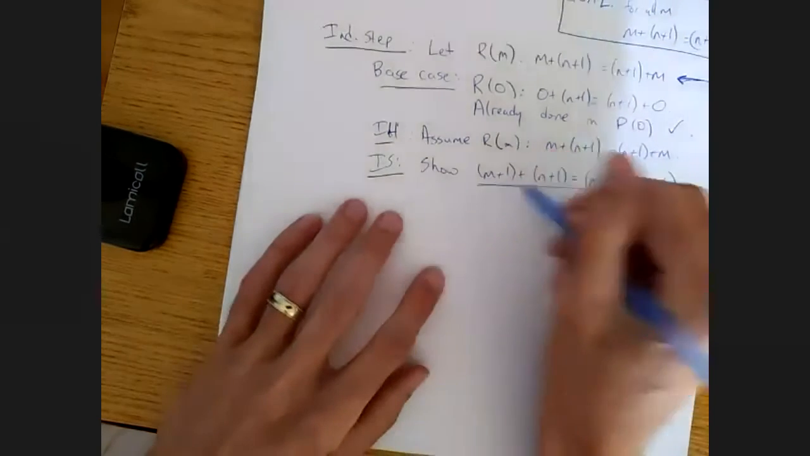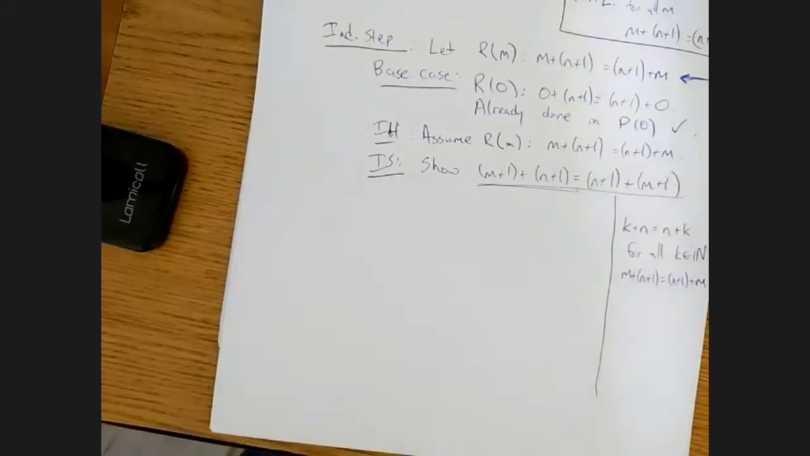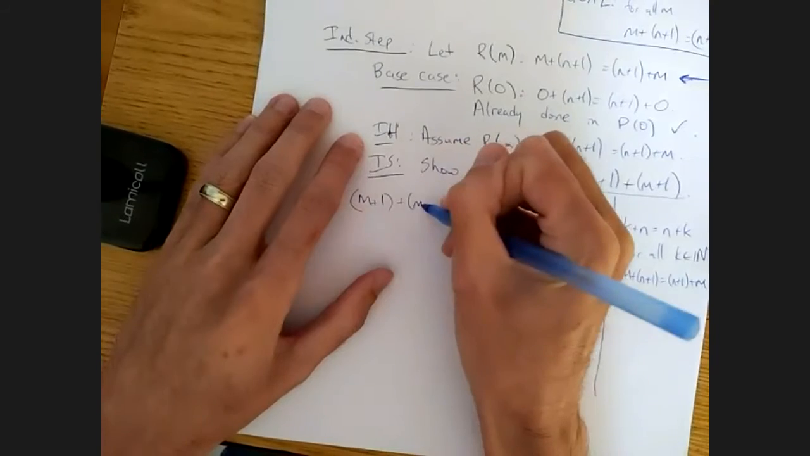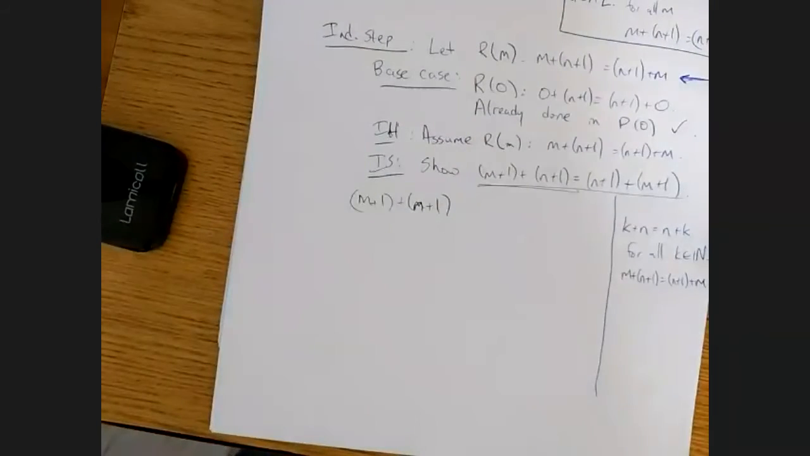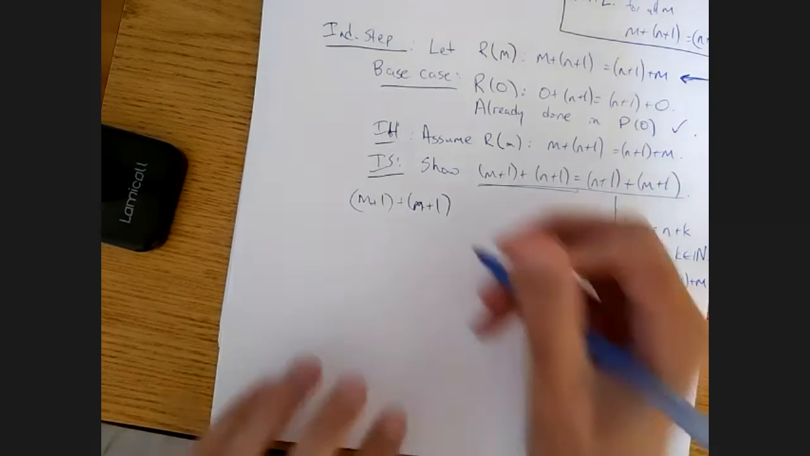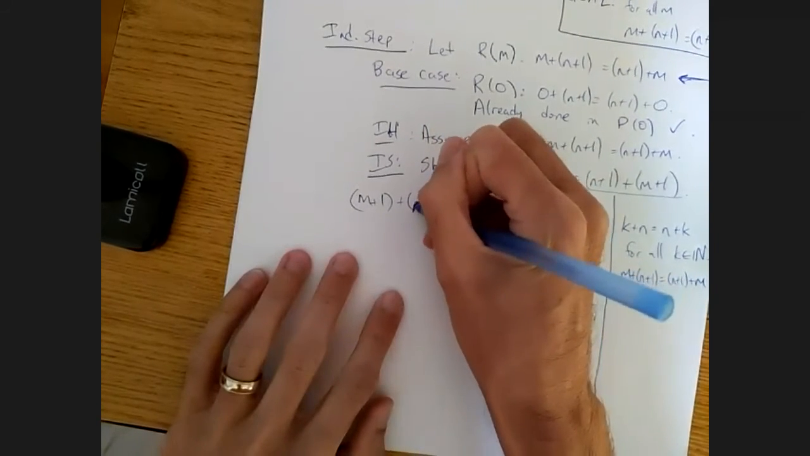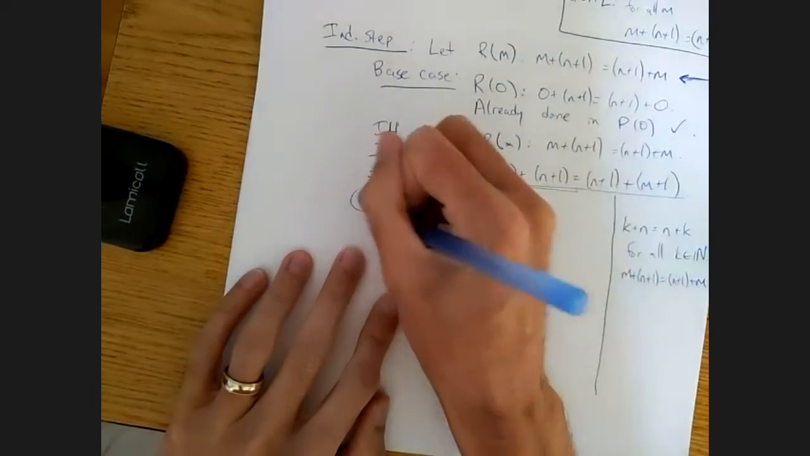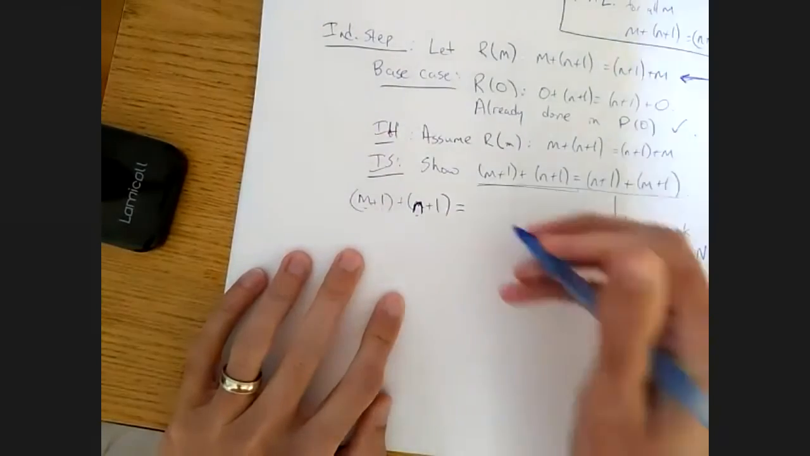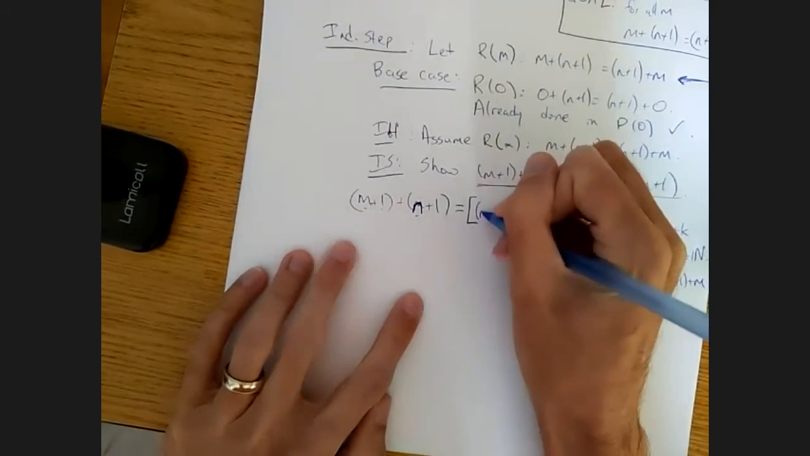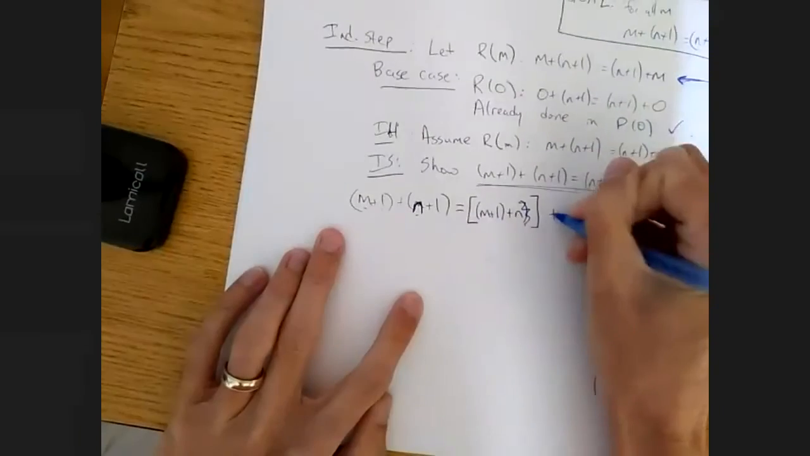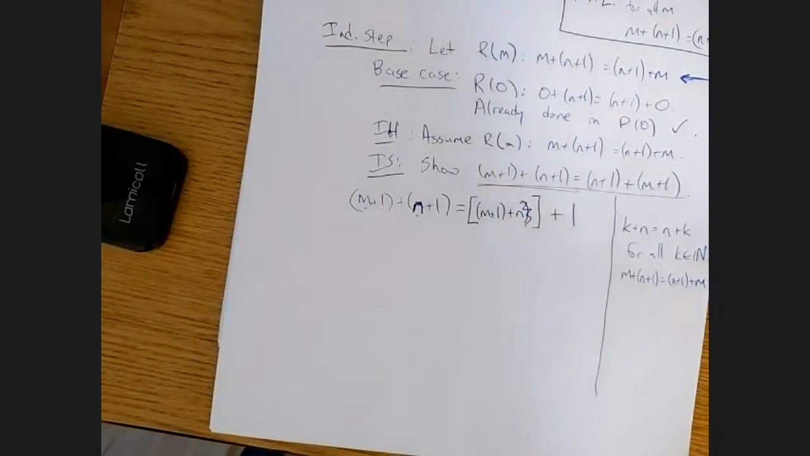So let's start from this side and see if we can do it step by step. First, we start with m plus 1 plus n plus 1. Well, the definition of addition says that you just add m plus 1 plus n and then add 1 to that result. That's the definition of addition.